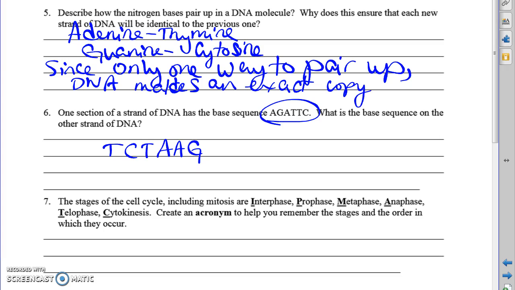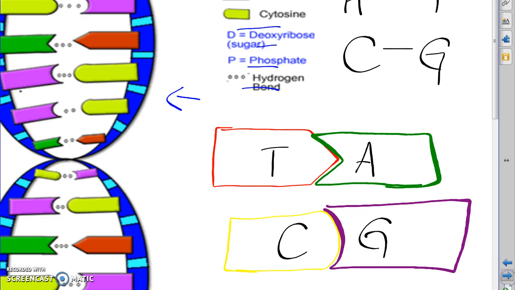Number 7, really this is one that you're just creating for yourself with the letters I, P, M, A, T, C. And I've had a lot of different answers. One that I've liked in the past is I proudly make a terrible cake. And that's a great one because it uses all the letters and it puts them in the correct order. But those are basically all the questions that we did for homework.